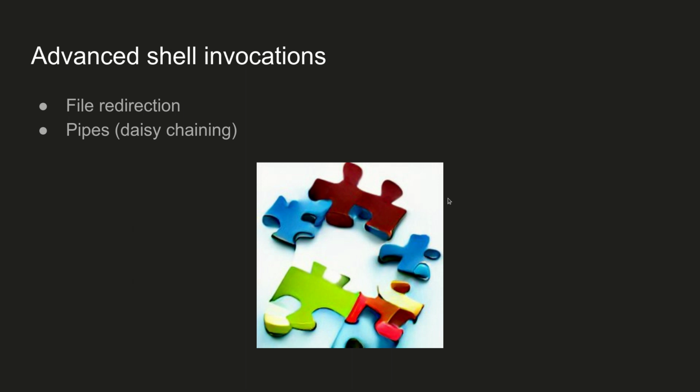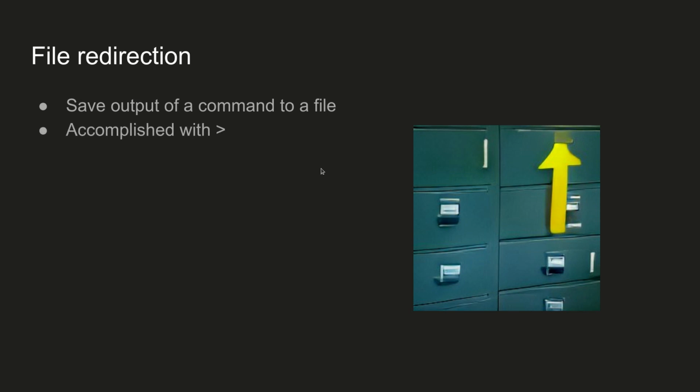But with some advanced shell invocations, we can really use programs as puzzle pieces and kind of fit them together so that they help each other out. The first method of special invocation is file redirection. You can save the output of a command to a file. You do that with the greater than symbol. And this is an example of what that would look like. So if you do file mine.txt greater than output, then now output is going to contain that ASCII data line.